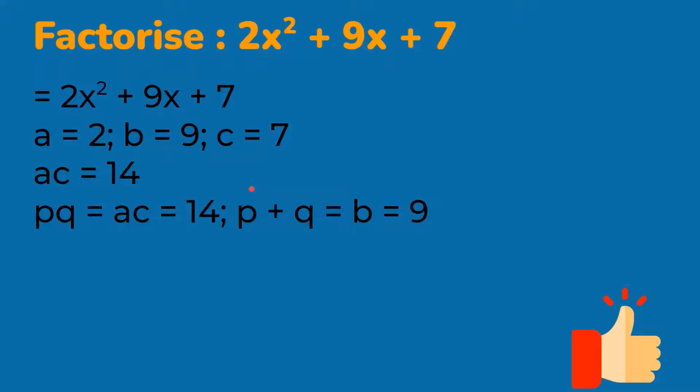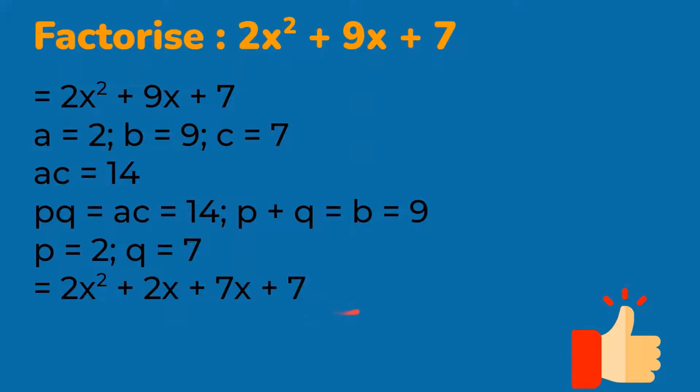Now if there are two numbers and their product is a positive integer, then these two numbers must have the same sign, and since their sum is positive, these two numbers are positive. Let's find pairs of positive integers whose product is 14. That is 1 into 14 and 2 into 7. Only 2 plus 7 is 9, therefore these numbers must be 2 and 7. So we can write this expression as 2x squared plus 2x plus 7x plus 7.